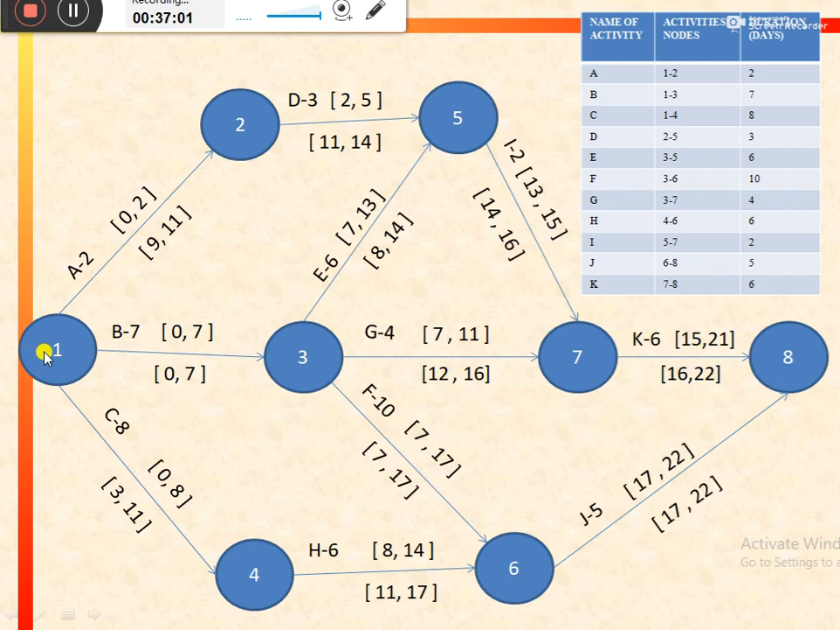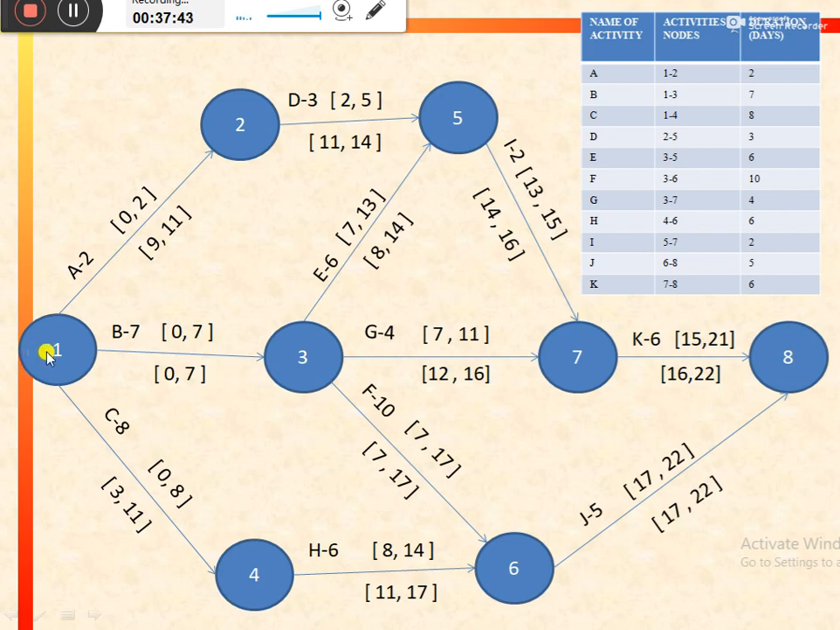The third can be 1 to 3, 3 to 5, 5 to 7, 7 to 8. Duration would be equal to 7 plus 6, 13, plus 2, 15, plus 6, 21. The next one could be 1 to 3 to 6 to 8. So 7 plus 10, 17, plus 5, 22. And the fifth one would be from 1 to 4 to 6 to 8, and the duration would be equal to 8 plus 6 plus 5, that is equal to 19 days. So the path which has the highest duration is this one, from 1, 3, 6, 8, and the duration is equal to 22 days.